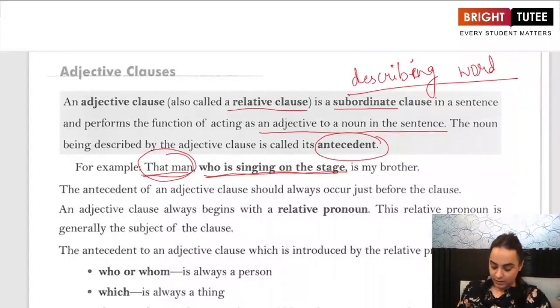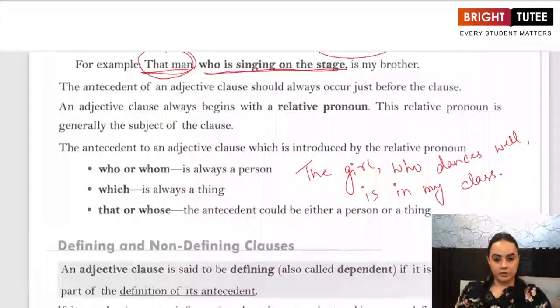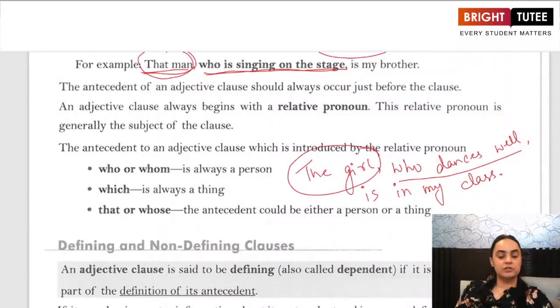If I give you another example, the girl who dances well is in my class. This is the sentence that I have written for you all. Now, what is the adjective clause in the sentence? Who dances well. And what is the noun the adjective clause is describing? The girl. So this noun is the antecedent.